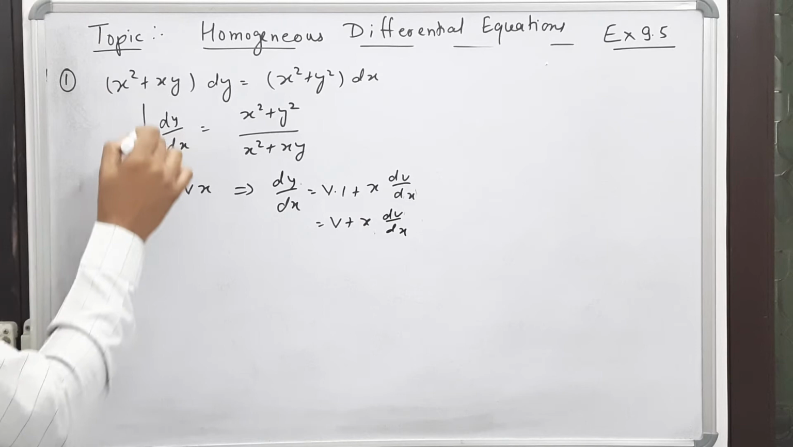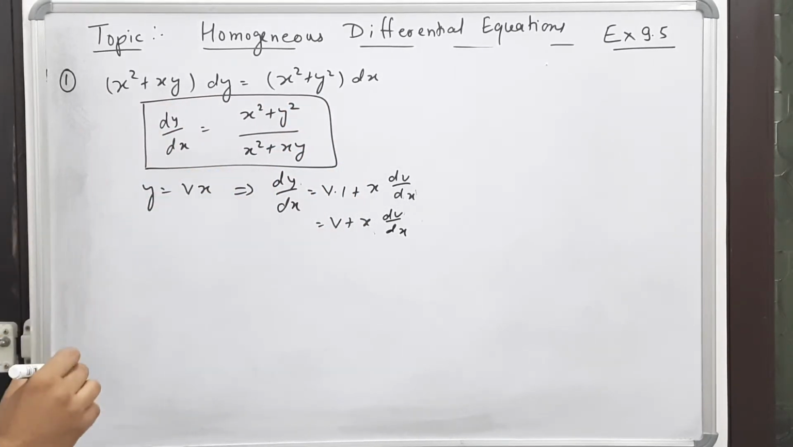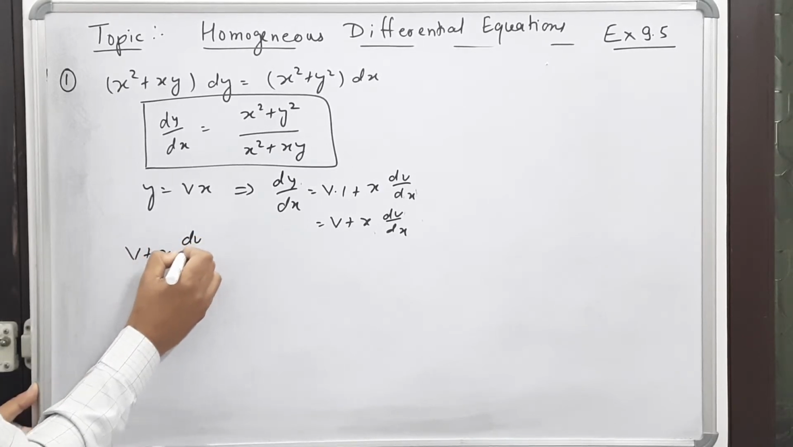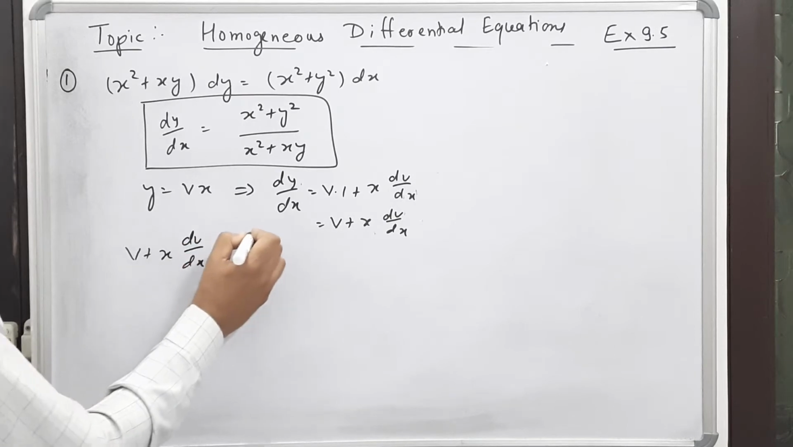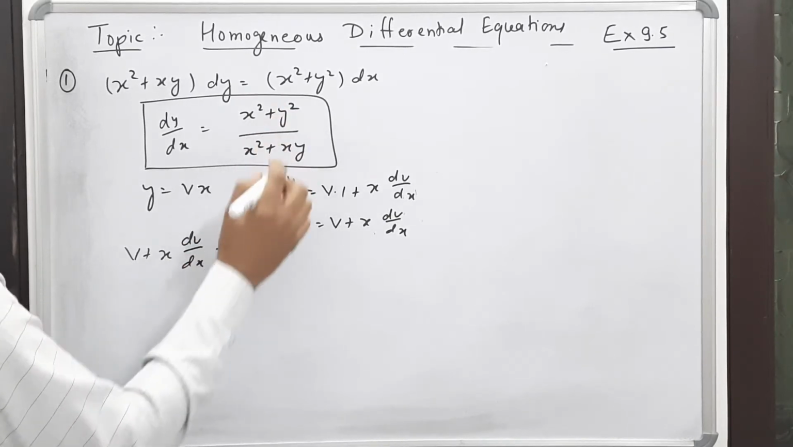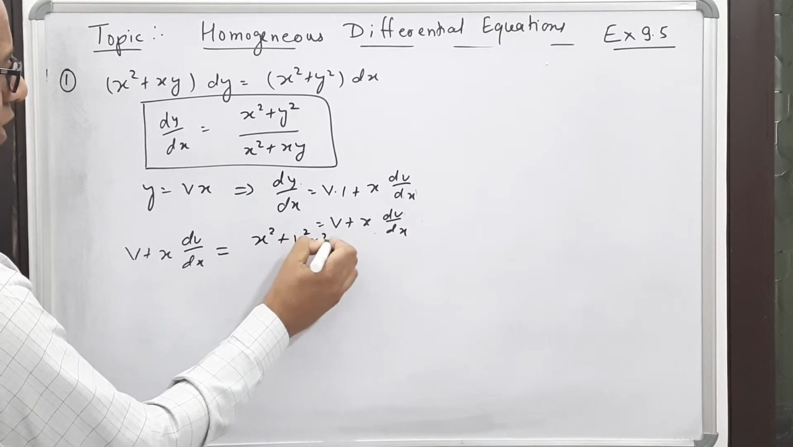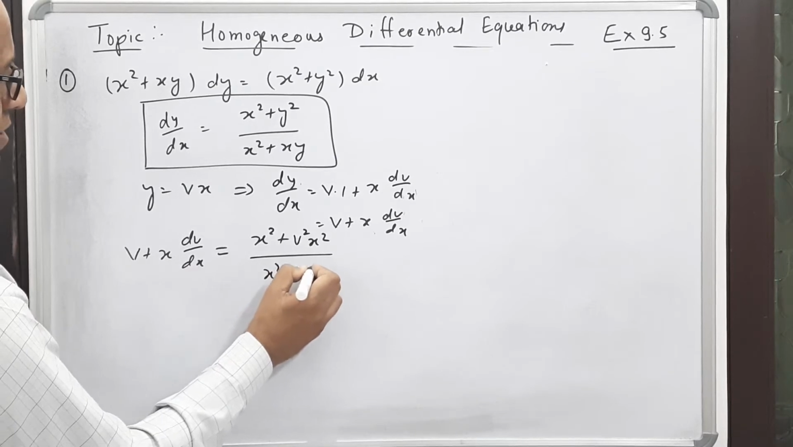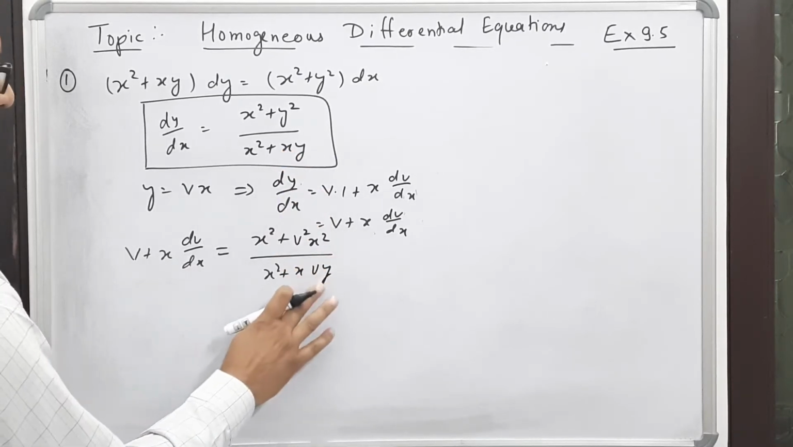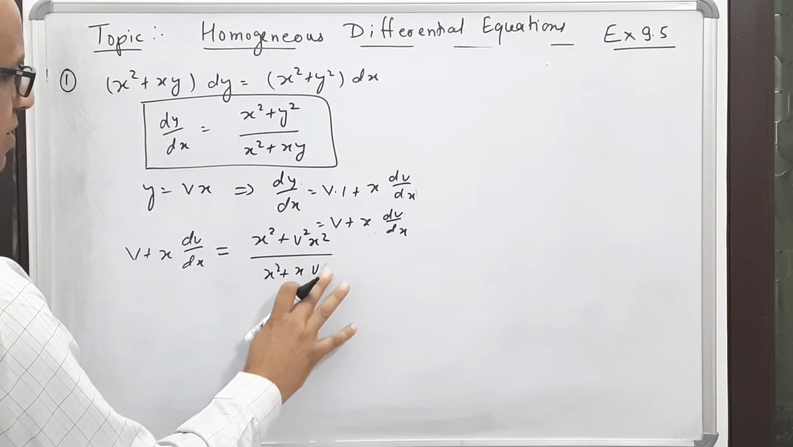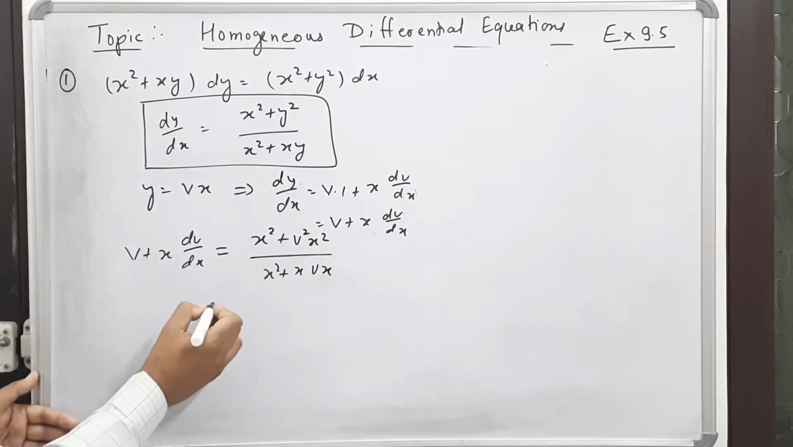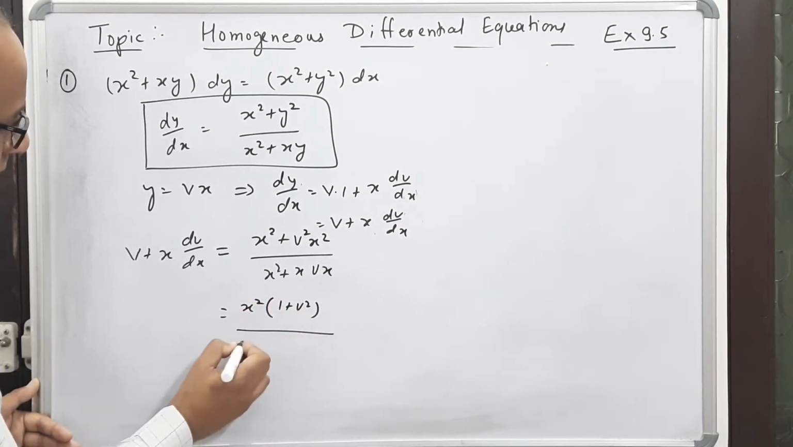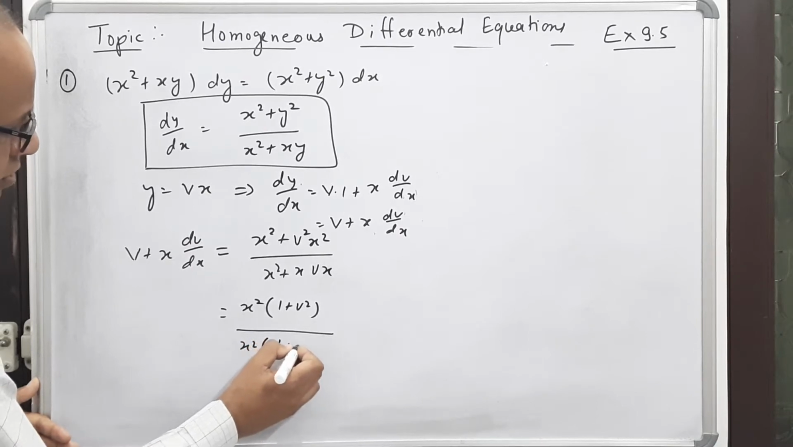Now I am changing this part. What will be dy by dx? v plus x dv by dx equals (x square plus y square) which is v square x square, upon x square plus x times vx. Instead of y, we write vx. Now in the next step, we take x square common, so 1 plus v square, and in the denominator also x square common, so 1 plus v.